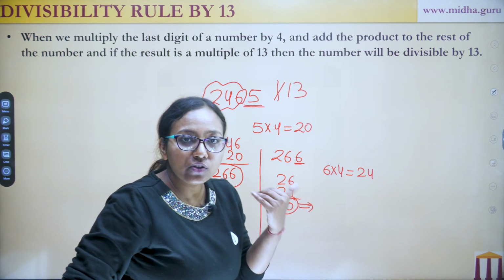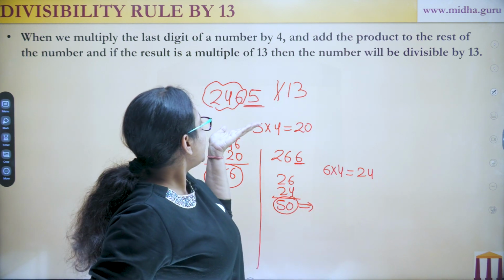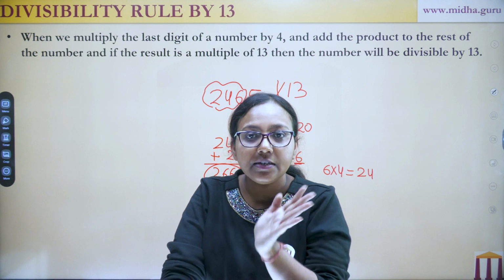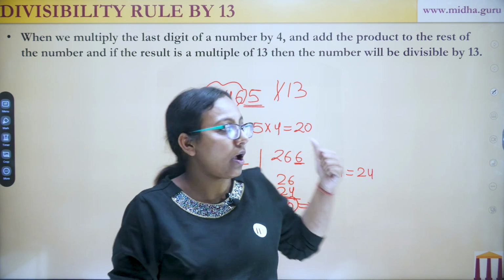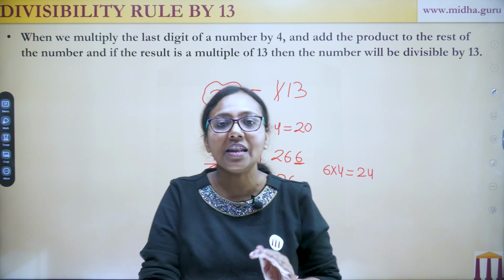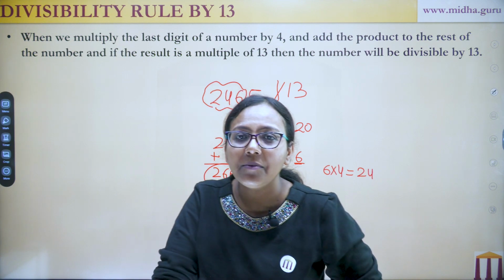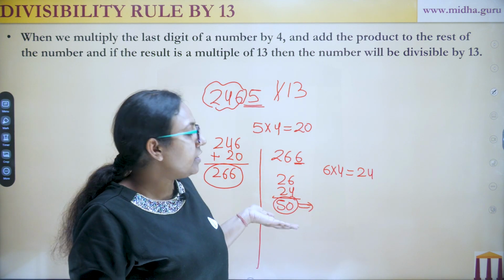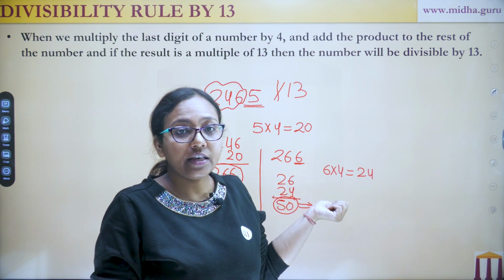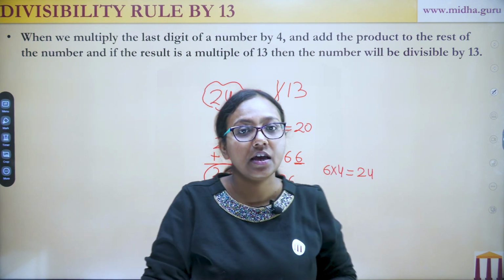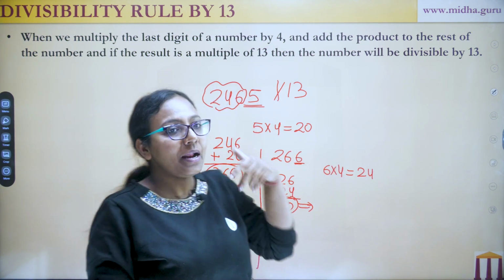The same way you need to check for any number. So for any number, what you need to do is take the unit digit, multiply it by 4, and then add that product to the remaining part. Check if the result is a multiple of 13. And yes, if you get a bigger number, don't be afraid. You repeat the process once or twice, and you will definitely get your answer easily. So obviously, you need not divide this number by 13.